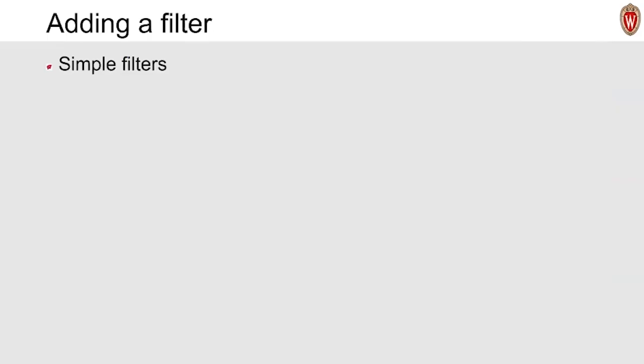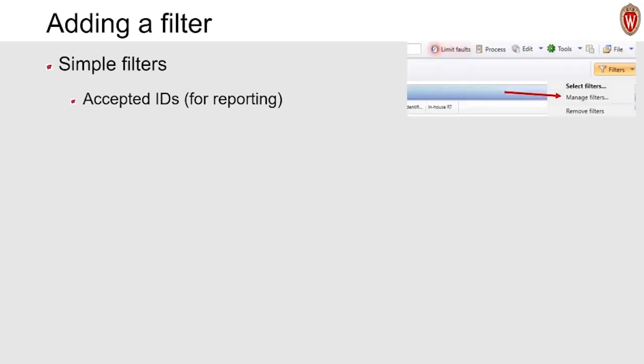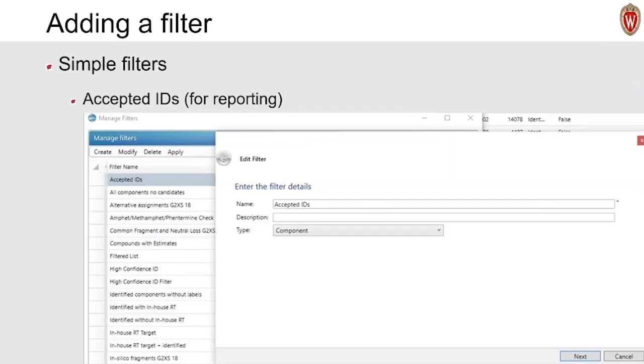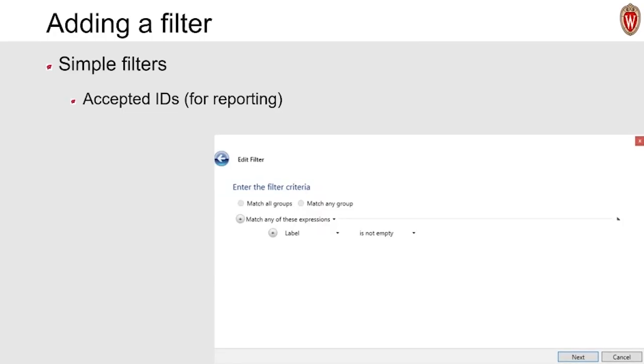All right, so we've sorted our match list, but we can do better. Let's add some filters to separate the matches into different classes to make reviewing and reporting easier. Let's start with a simple filter called accepted IDs. Go to Filters, Manage Filters, then Create or Modify. We want a component filter named accepted IDs. This will list any match that has a label that is not empty.